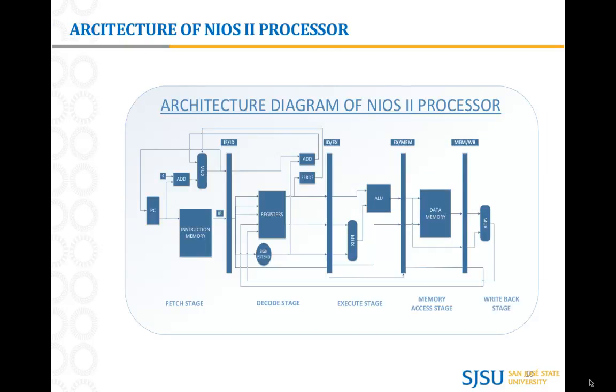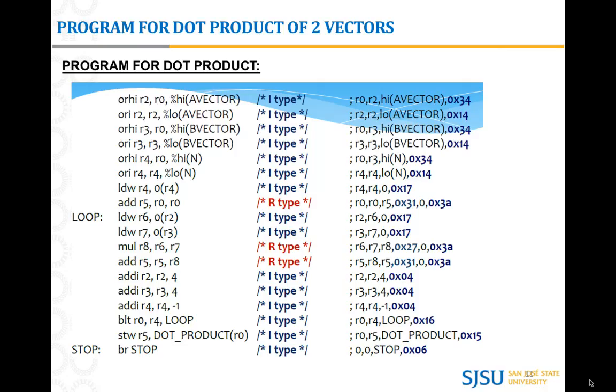Going into the architecture of the NEOS2 processor, the architectural diagram consists of 5 stages as we discussed: the fetch stage, decode stage, execute stage, memory access stage, and the write back stage. You can see the PC, the program counter, the adder, the multiplexer, the instruction memory, the IR register, the registers, the sign extend, add, and everything else, up to the data memory. It shows how the instructions and data are fetched, and it is the overall architecture of the NEOS2 processor.